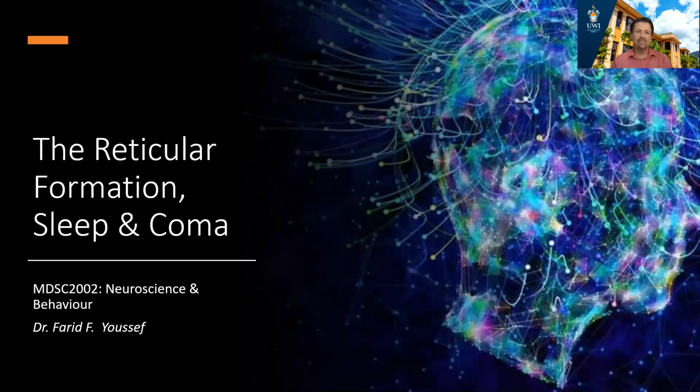So that brings us to the end of our talk on the reticular formation, sleep, and coma. The reticular formation is an area of the brain that continues to undergo exploration as we try to work out exactly what it's doing. But as you have seen, it's important, very important for many bodily functions, especially attention, arousal, and helping to regulate the sleep-wake cycle.